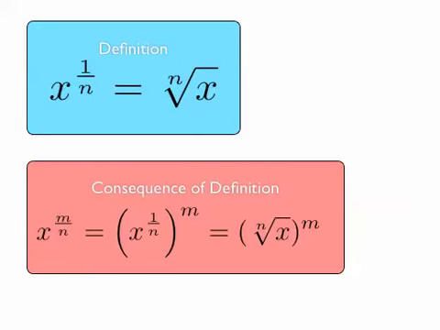So from our intuition, we get a definition, and from the definition, using the rules we already defined, we can find out the consequences of it. So for any rational number, any fraction m over n, we're able to find what that means when it's an exponent.